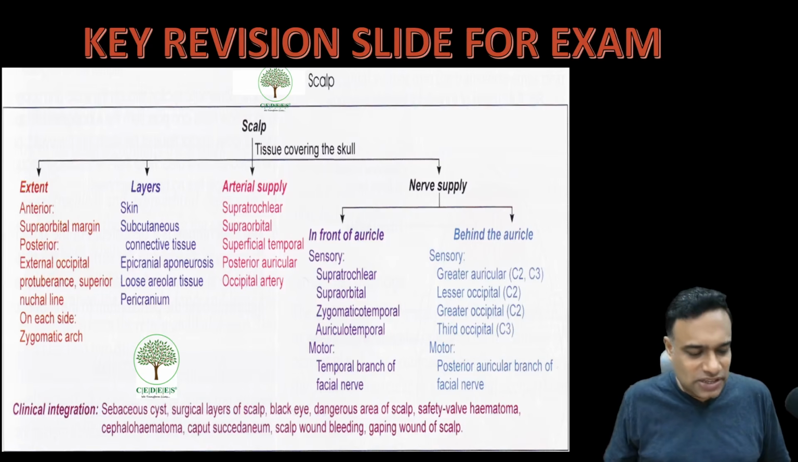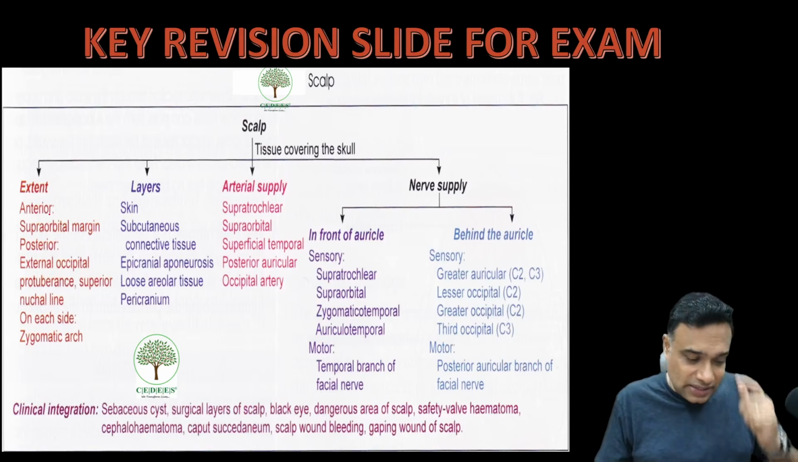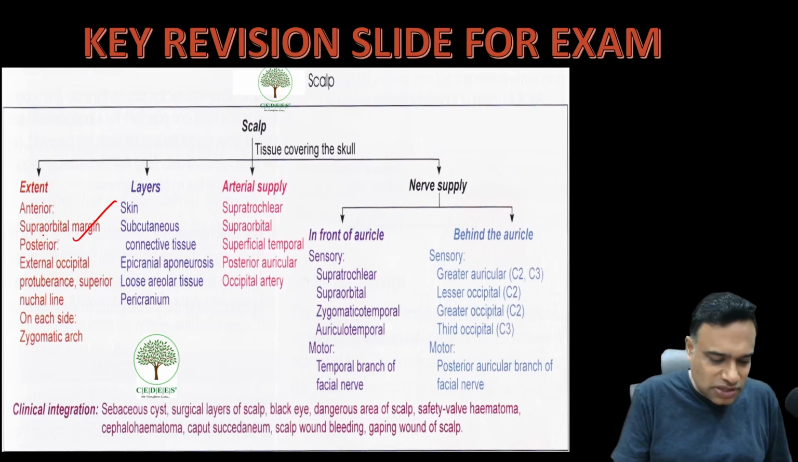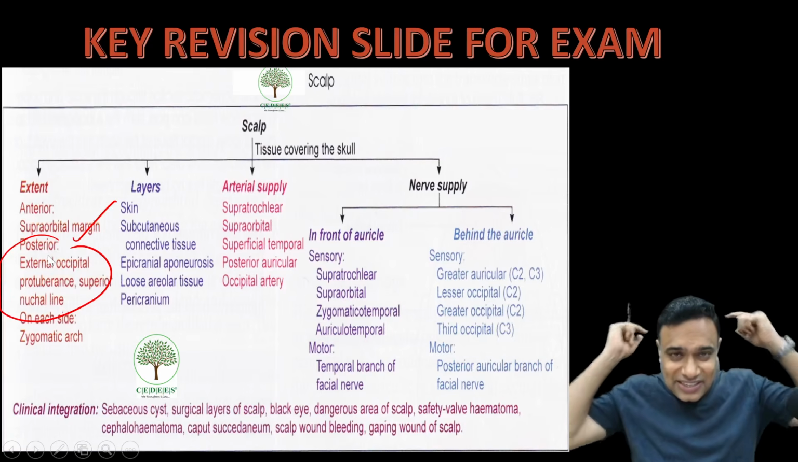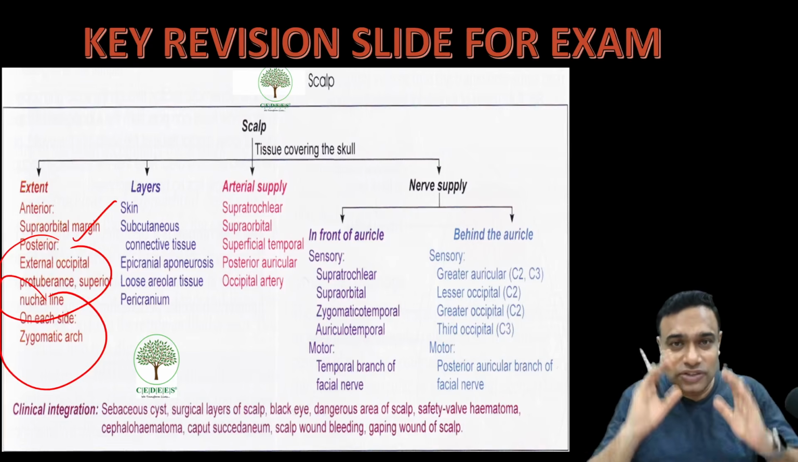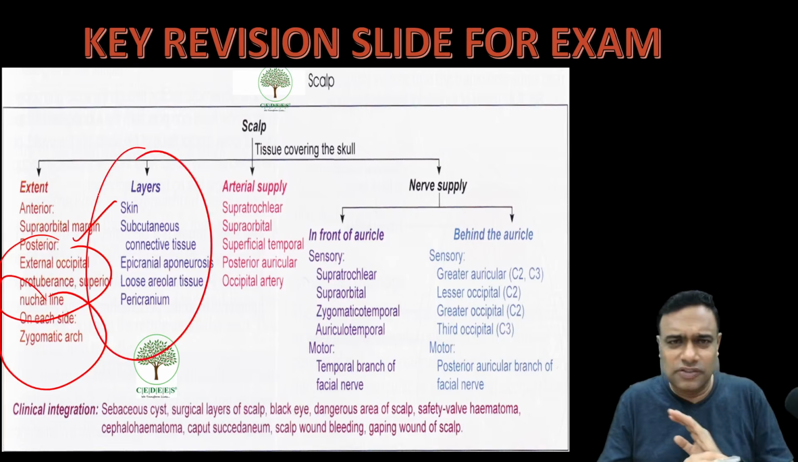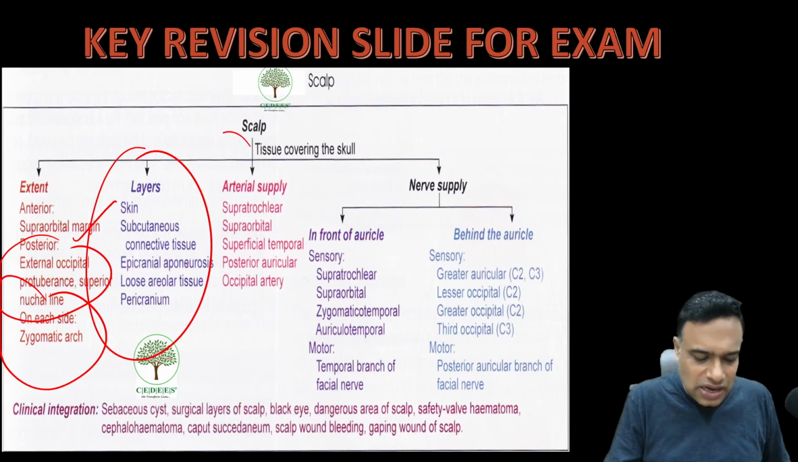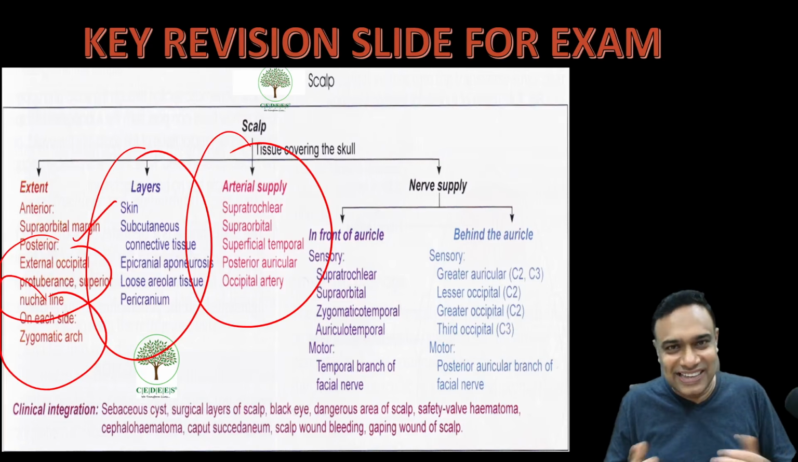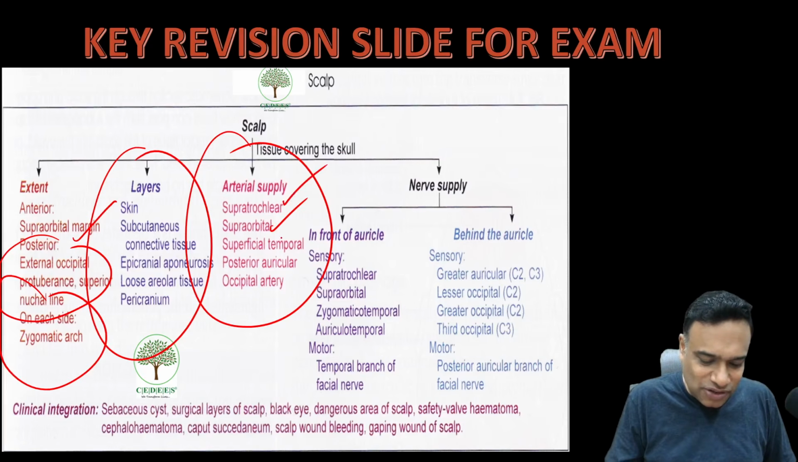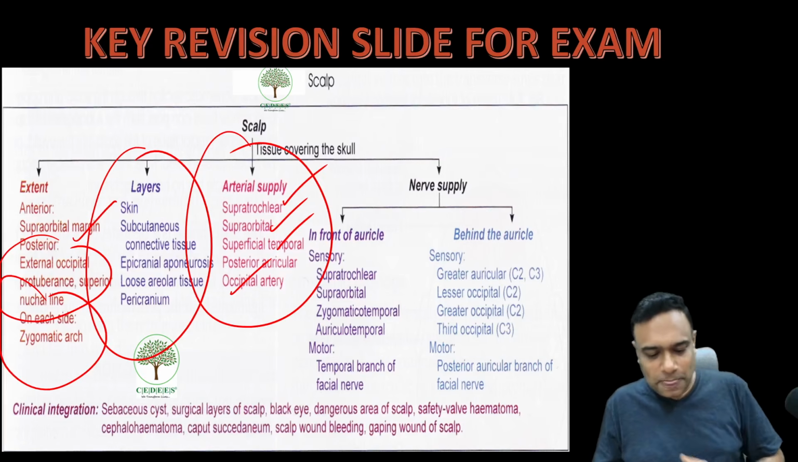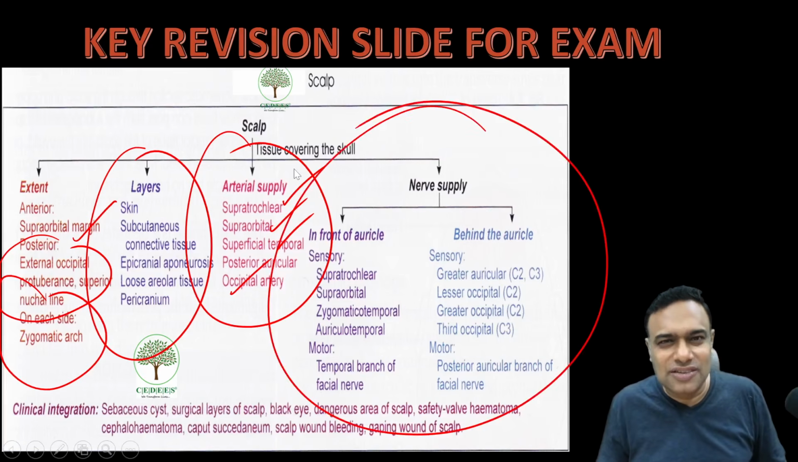The last one, you can probably take a small pic and just keep it in your mind for your exams. The extent anteriorly, supraorbital margin, posteriorly all the way to the external occipital protuberance and your superior nuchal lines. On each side, we have the zygomatic arch. So this is the extent of your scalp. Layers, we have done this in detail, easy to remember. Arterial supply in front and behind. That also we have learned: ICA and ECA, supraorbital, supratrochlear, superficial temporal in front, posterior auricular, occipital behind. Nerve supply is what we have just learnt, right?